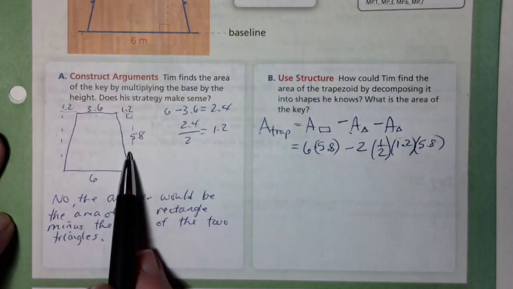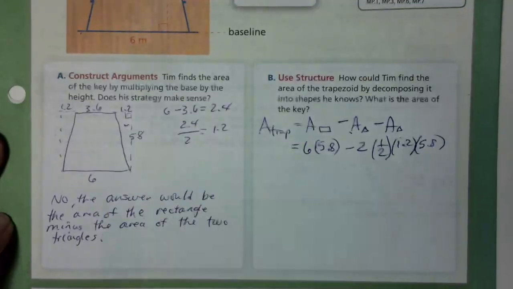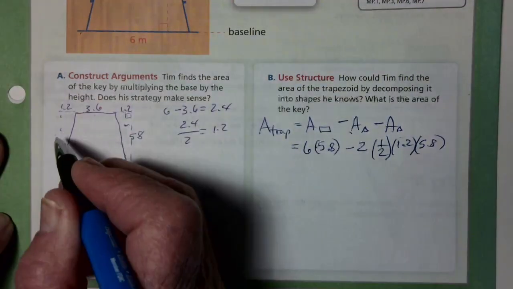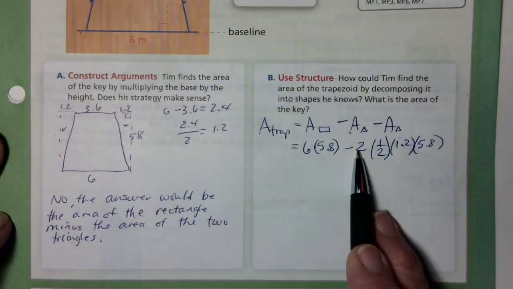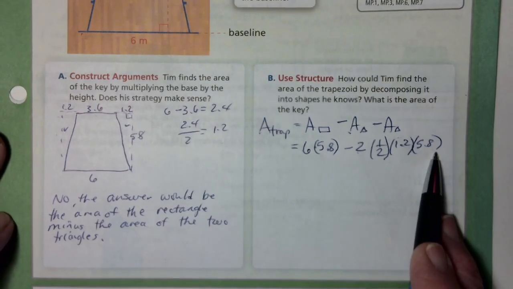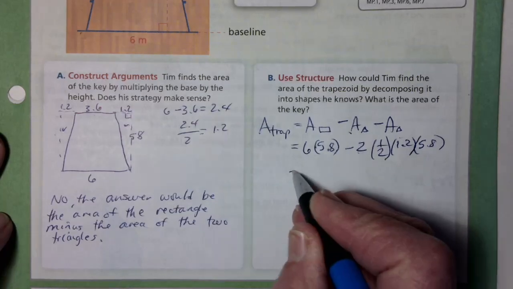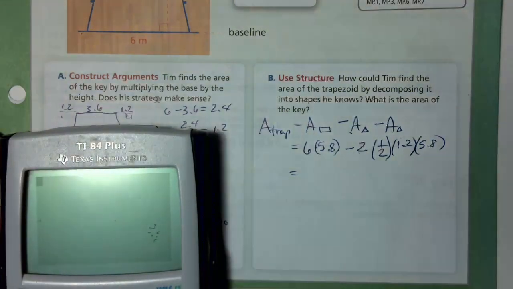Base and heights have to be perpendicular to each other, and I'm doing this one. And the 2 right here gets both of them at the same time. So I have 2 times 1/2 base times height.